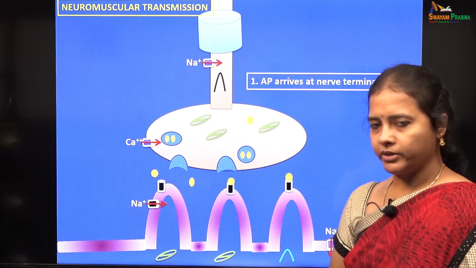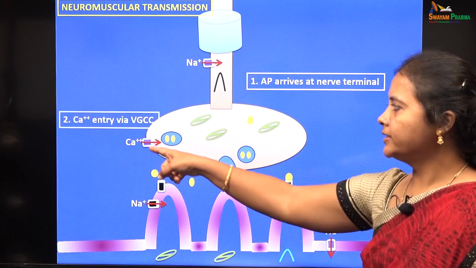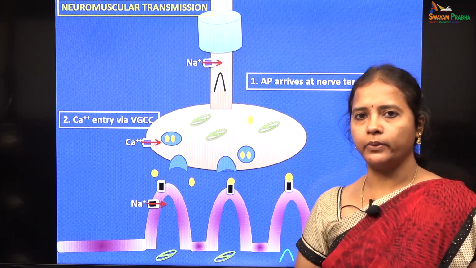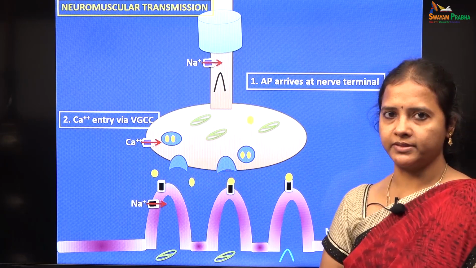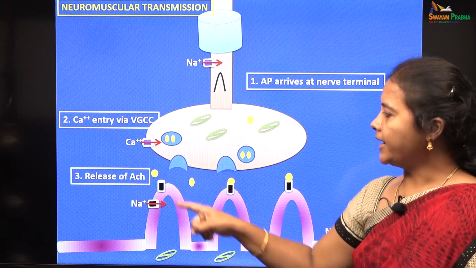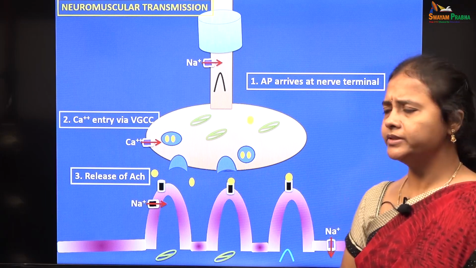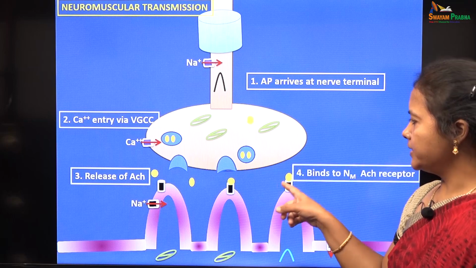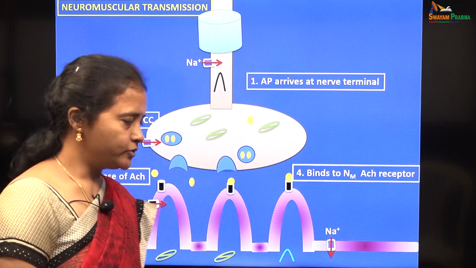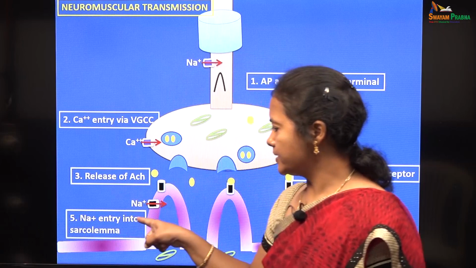This arrival of action potential will trigger the entry of calcium ions through the voltage gated calcium channels. These calcium ions as well as ATP are required for the exocytosis of the vesicle. So, on entry of calcium ions, there is exocytosis of the vesicles and release of the neurotransmitter acetylcholine into the synaptic cleft. This acetylcholine binds with the nicotinic acetylcholine receptors present on the post-junctional folds. This binding will trigger the entry of sodium ions into the sarcolemma.